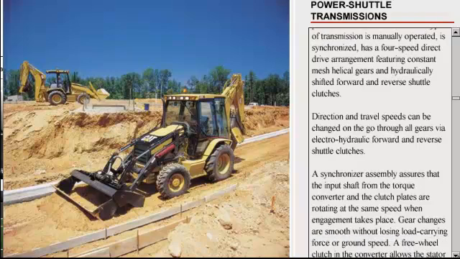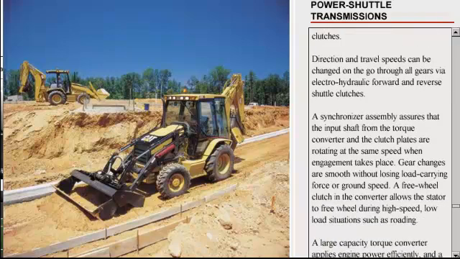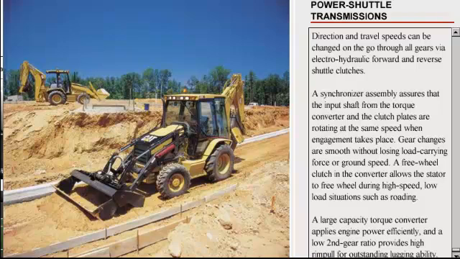A synchronizer assembly assures that the input shaft from the torque converter and the clutch plates are rotating at the same speed when engagement takes place. Gear changes are smooth without losing load-carrying force or ground speed. A freewheel clutch in the converter allows the stator to freewheel during high-speed, low-load situations such as roading. A large-capacity torque converter applies engine power efficiently, and a low second gear ratio provides high rim pull for outstanding lugging ability.